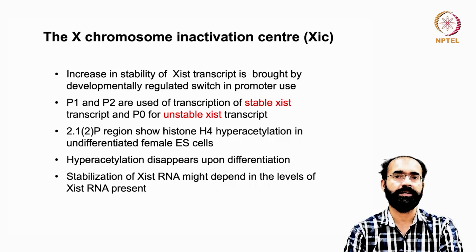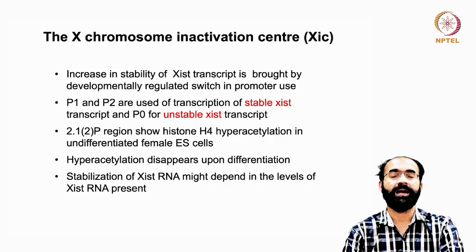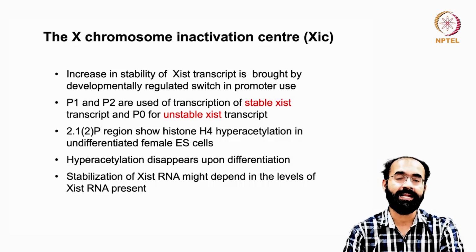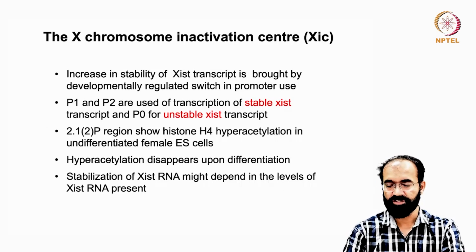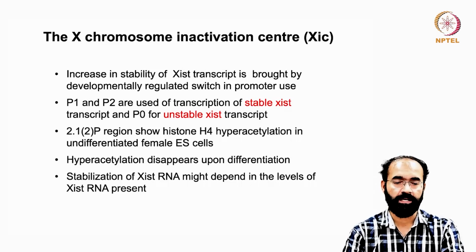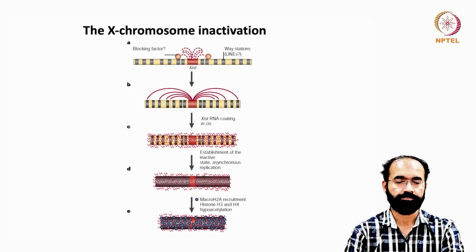But if 100 people or 500 people or 10,000 people are going, then you will have strength in numbers, and automatically it will enhance your chance of survival and stability. So this happens in the case of Xist RNA also. Their number, the load or the amount present, also can contribute to Xist stability.